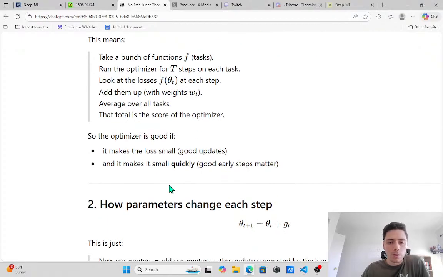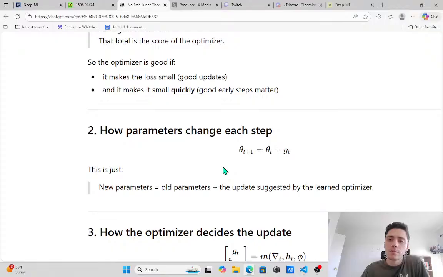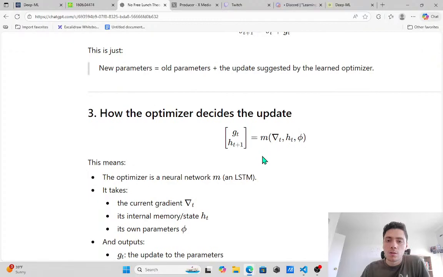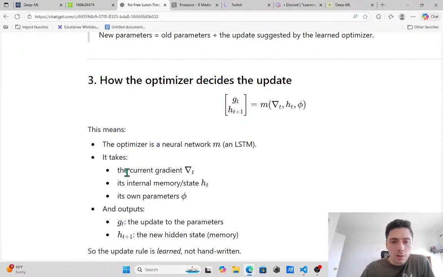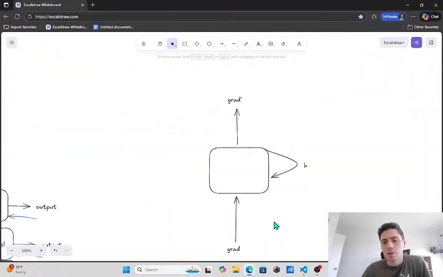So, all parameters plus, I guess this is just how the parameters change, how the optimizer decides to update. This means it takes the gradients, which we know, and it takes in h_t. So I'm taking the gradients and I'm taking h_t.